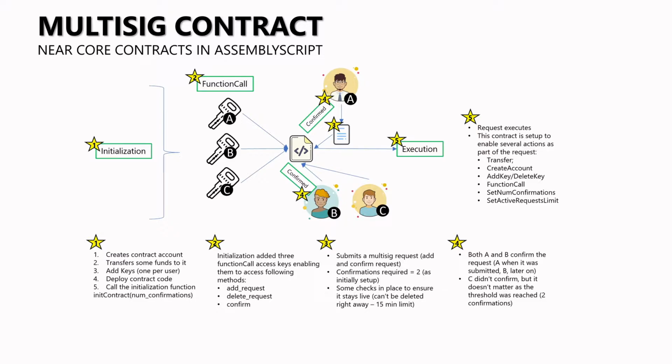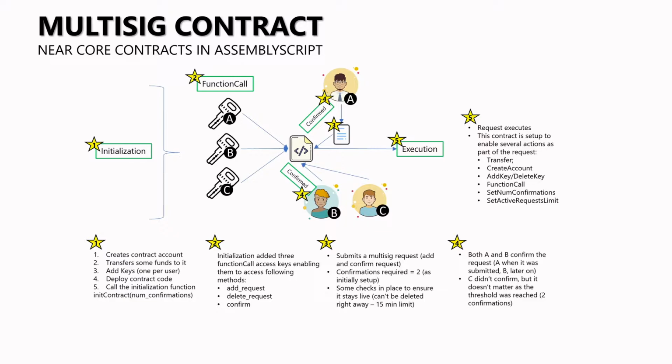a core contract, as we have gone and rewritten it from Rust to AssemblyScript. So what you see on the screen here is an overview of what the MultiSig contract does, and we're going to go through that before we jump into the code.